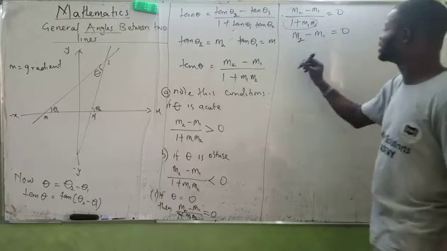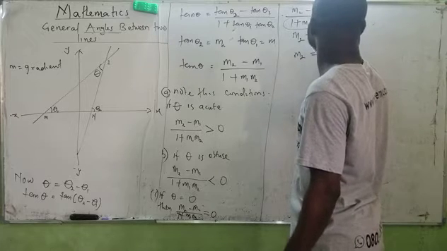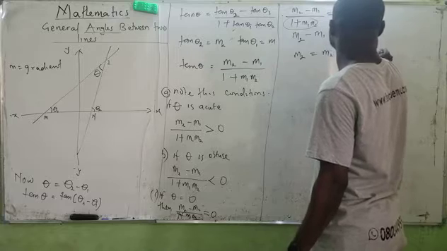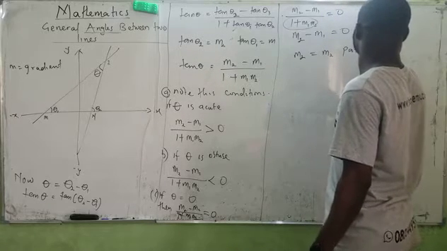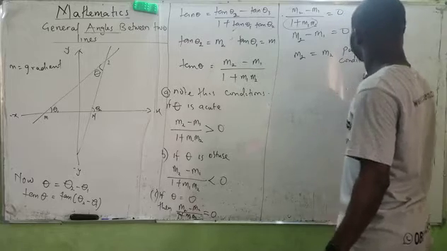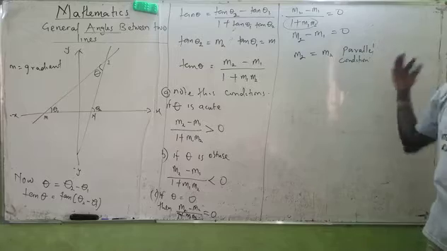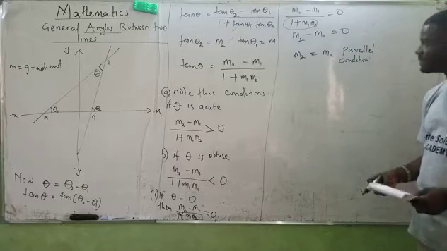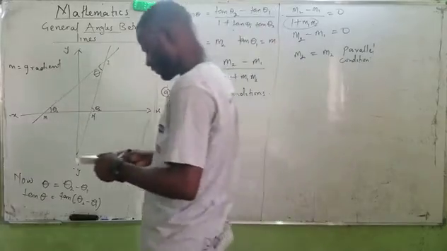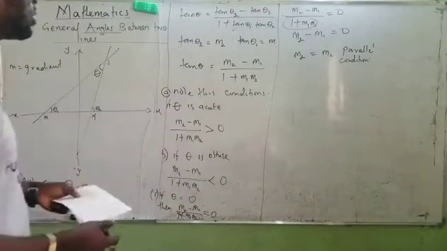Now, for this to be, it means my M1 equals M2. It means the parallel condition. Don't forget that M1 equals M2 at parallel. It means the two lines are parallel. Take note of that. It means the gradients are also parallel.